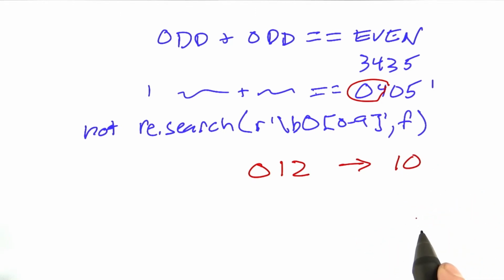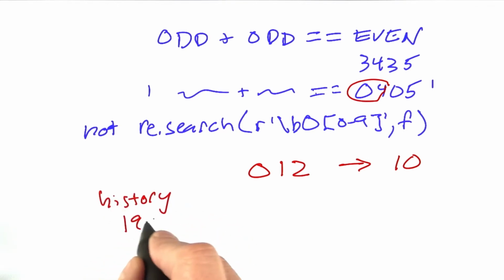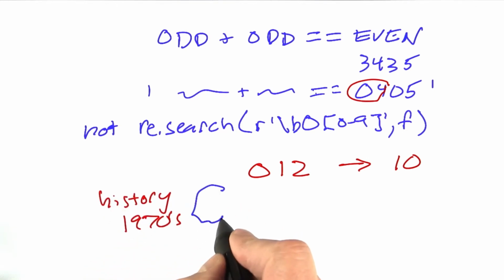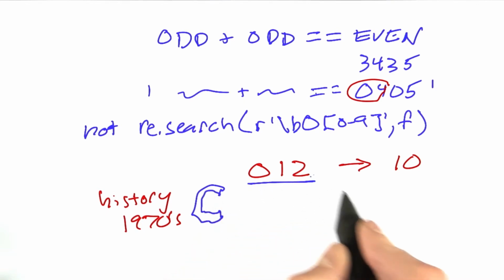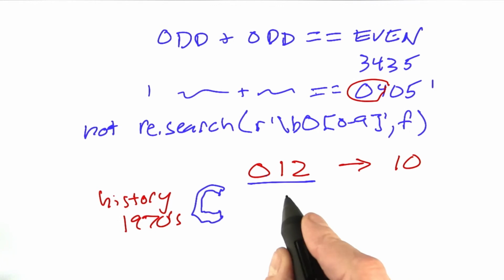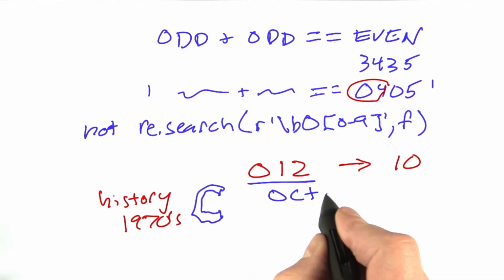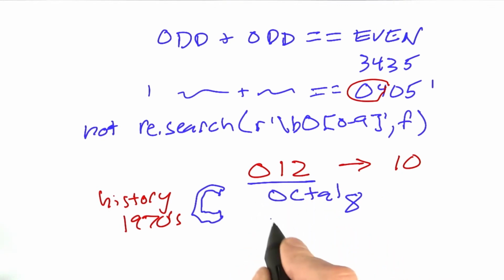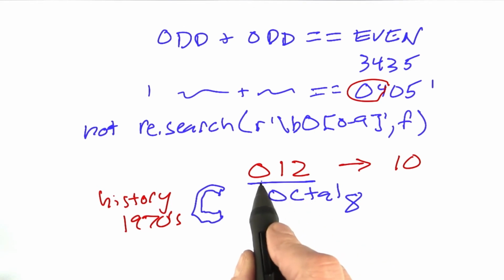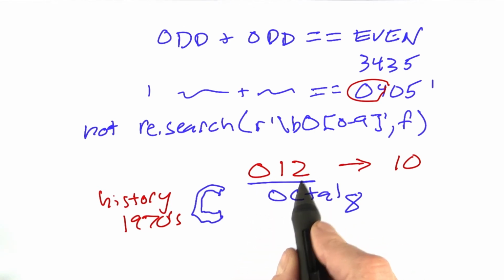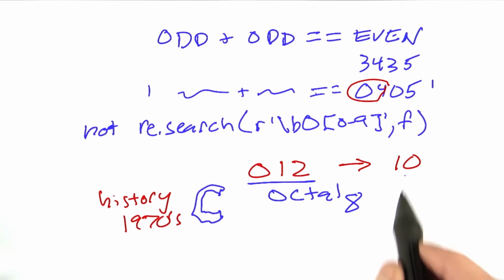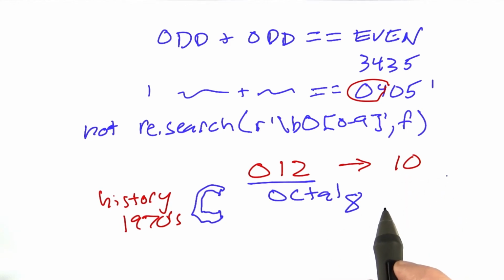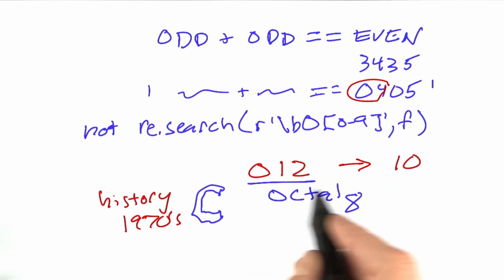Why is that? Well, it's an old historical accident way back in the 1970s. The C programming language defined it that way, where they said any number that starts with a 0 is going to be interpreted as an octal number, which means base 8. And so 012 means 1 times 8, 0 times 8 squared, and 2 more, so 8 plus 2 is 10. And so that would give us the wrong answer if we allowed octal numbers to sneak in where we were expecting decimal. And it would also give us a possible error.